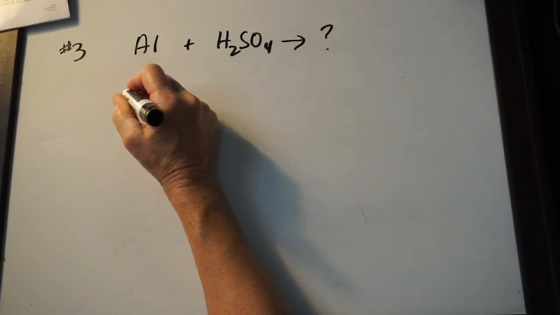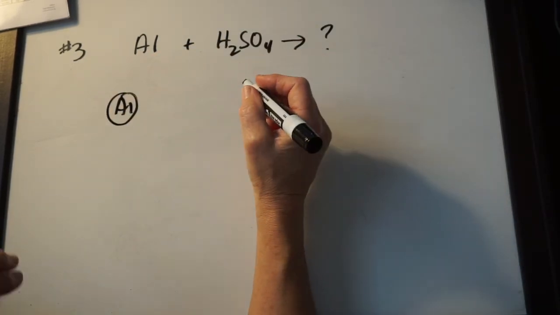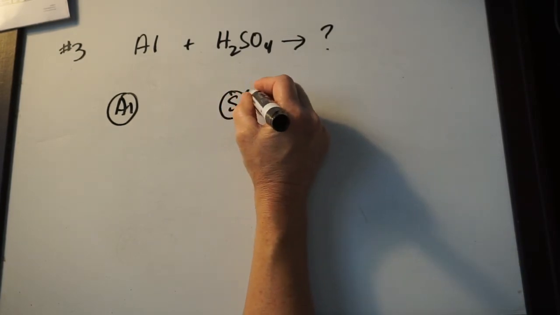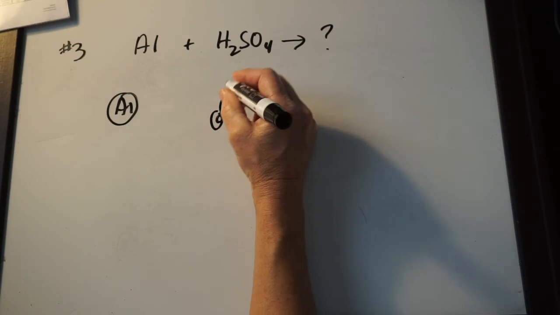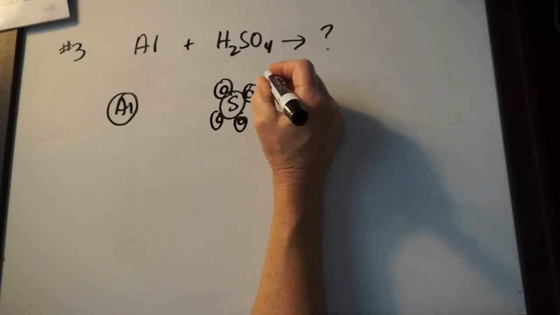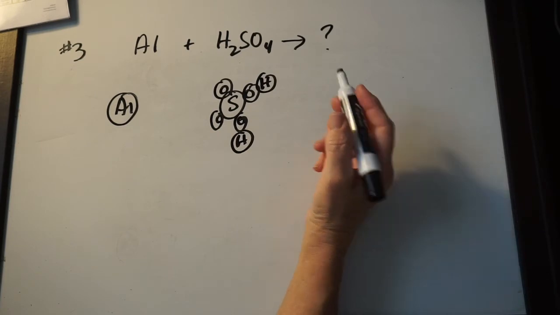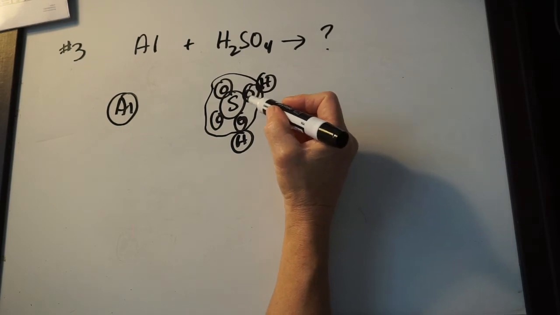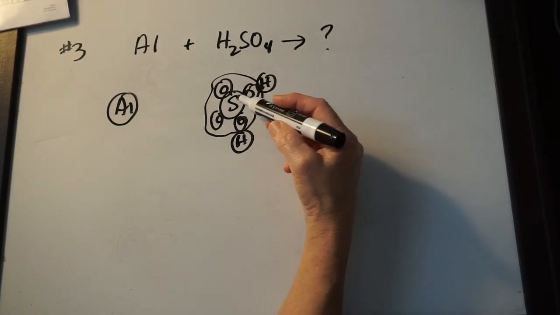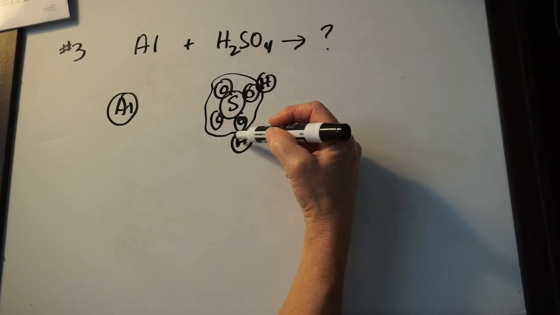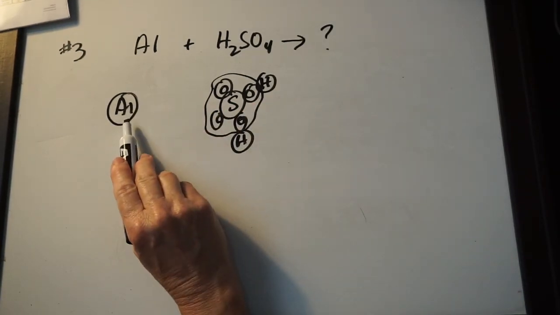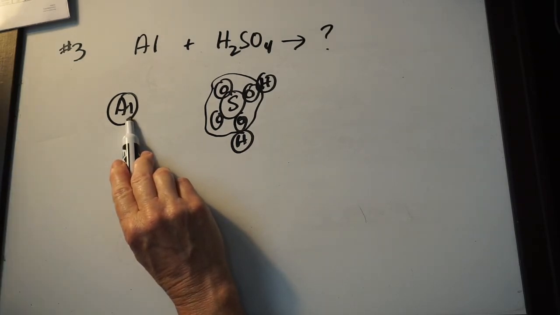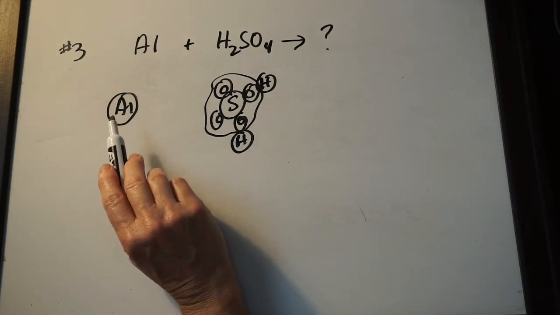Okay, so I'm going to go to my picture, aluminum, and I'm going to draw my sulfate, that polyatomic. That's where it's so important to recognize those sulfates. And I'm going to put a hydrogen here and a hydrogen here. So just like the last question, we've got our sulfate here. And the question is, is it easier for sulfate to stay bonded to this hydrogen, or is it easy for it to actually take aluminum's electrons, form the bond with aluminum's electrons?